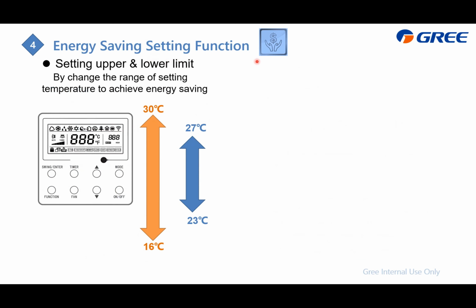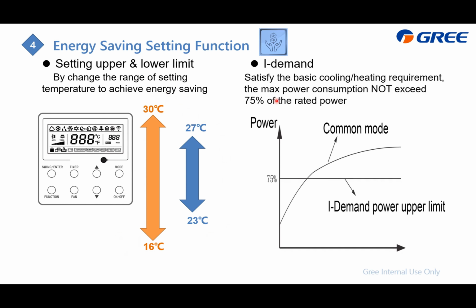Energy saving. For this one, first you can set or DIY the upper or lower limit of your set temperature for cooling and heating. And the other one is the I demand. After you activate this one, according to the detected current, we will cut or maintain the system output to max 75%. You can find it. This is the common mode, and if there is an I demand, then we will cut from here. The max is here.